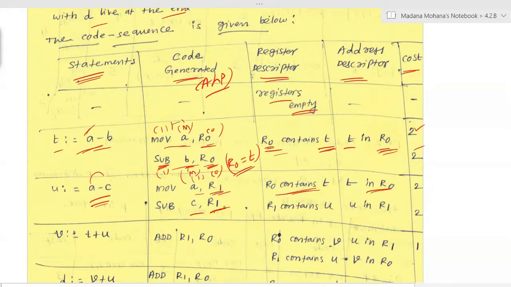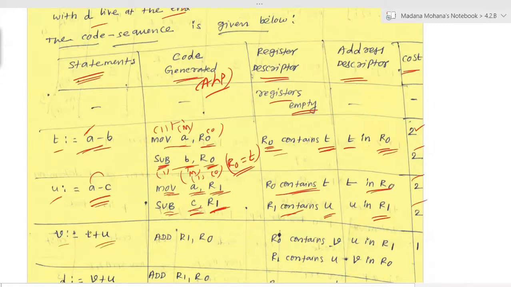Then we use another register R1. Now R1 contains the result U. Then U is in R1. Then the cost of the first instruction, move A comma R1. A is a memory location, cost is 1. Move is the instruction, cost is 1. 1 plus 1 is 2. For a register it won't take any cost. Subtraction C comma R1. R1 is a register, it won't take any cost. C takes 1 cost, subtraction takes 1 cost. 1 plus 1 is 2. Then the next statement, V equal to T plus U.